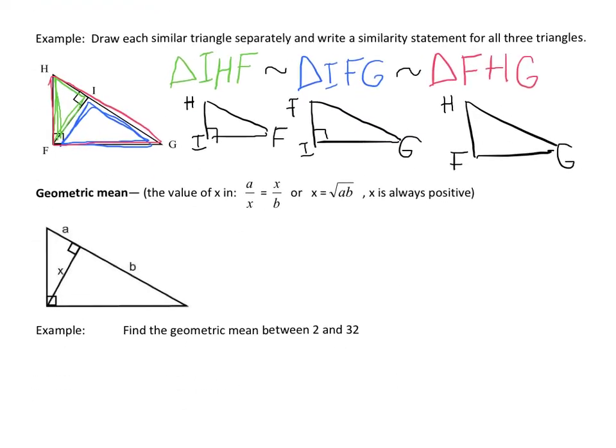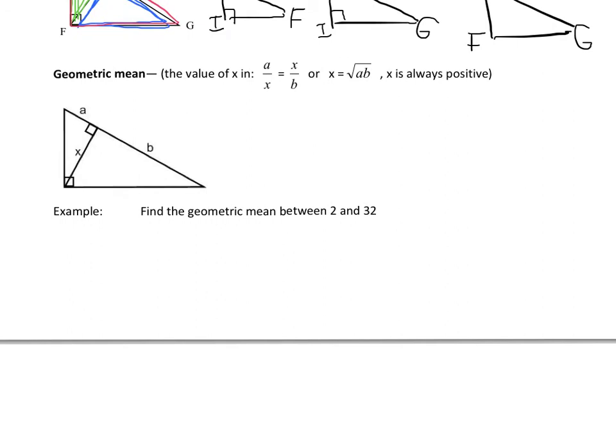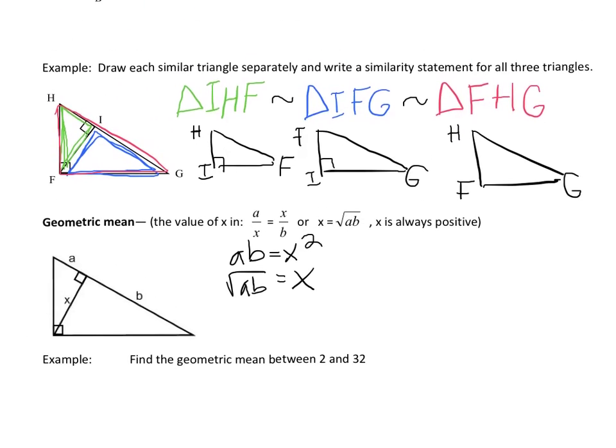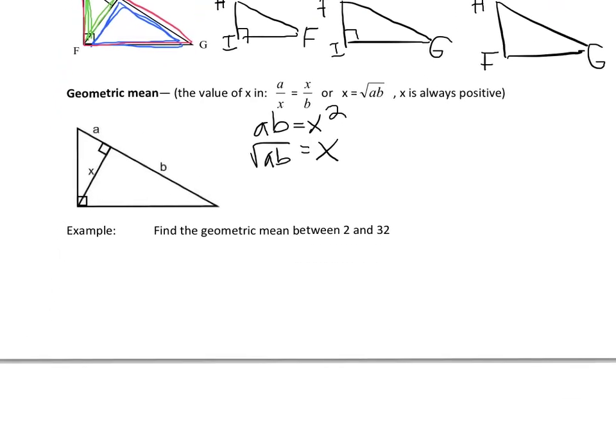The next one we have is geometric mean. Geometric mean is when you do a over x equals x over b. So it's like a familiar proportion. If you cross multiply, you can see that it would be ab equals x squared. If you take the square root of both sides, you get the square root of ab equals x. And that is going to play into some side length values for these triangles, like the triangles above, where we have three triangles within one picture.